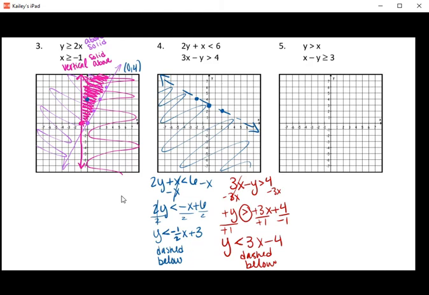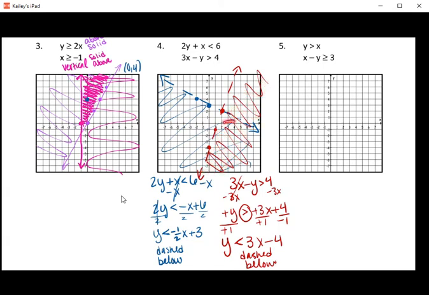So let's graph it. Negative 4 is the y-intercept. 3 over 1 is the slope. And we're dashing and shading below. This one has a pretty steep slope. So remember, the underneath part is the part you need to shade.